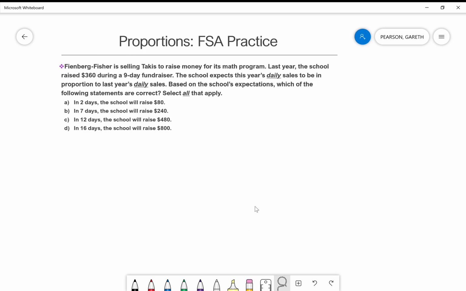Alright, ladies and gentlemen, so let's continue with proportions. This would be a sample question that you can expect to see in the FSA, so let's review it. First of all, read. Just read your questions, that's all.